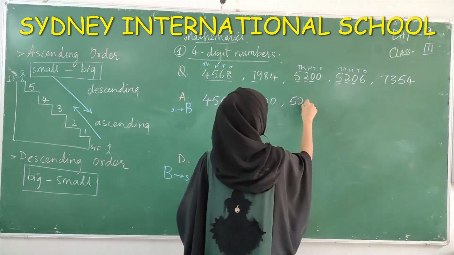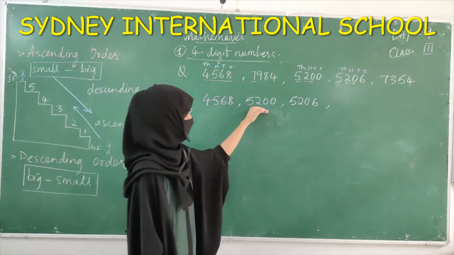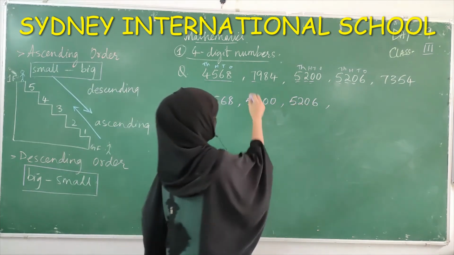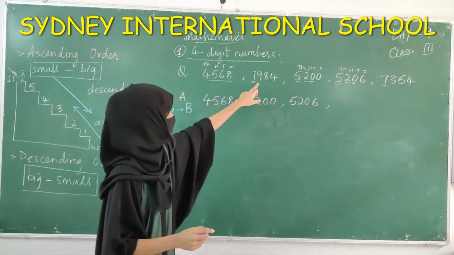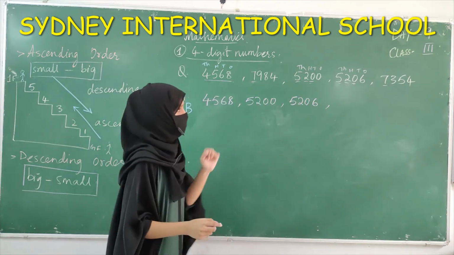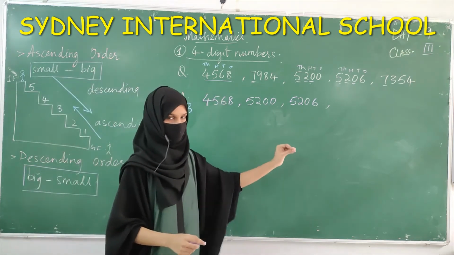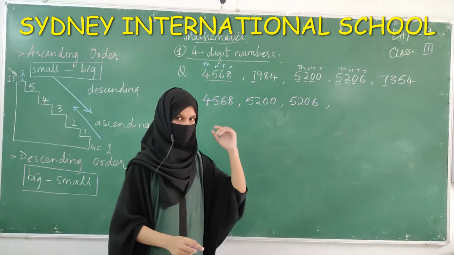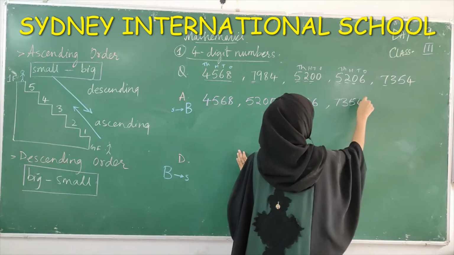The next biggest number. Now small, big, big. Here is 7, and there is also 7. First digit, both of them are 7. So we'll go for the next digit. Next digit here is 9. Here the next digit is 3. Which is the smallest? We are writing ascending, small to big, so we look for the smallest number. 9 or 3? 3 is smaller. So we'll write that number, 7354.